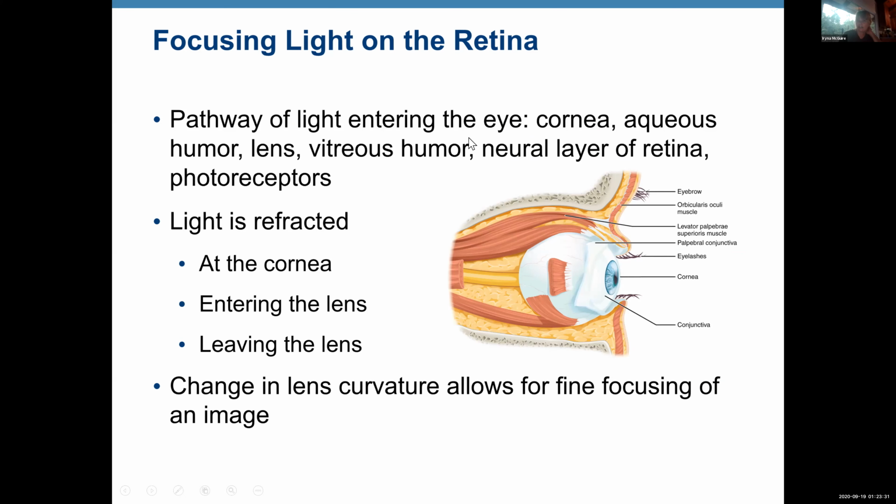Okay, now the pathway of light entering the eye. We go through the cornea, then aqueous humor, then lens, then vitreous humor, the neural layer of the retina, and the photoreceptors. From the photoreceptors, they create a receptor potential, and then the ganglion cells create an action potential that leaves your eyeball through the optic nerve. So light is refracted. Where is it refracted? At the cornea, and entering and leaving the lens. That's why when we change the curvature of the lens, it allows us to focus an image.